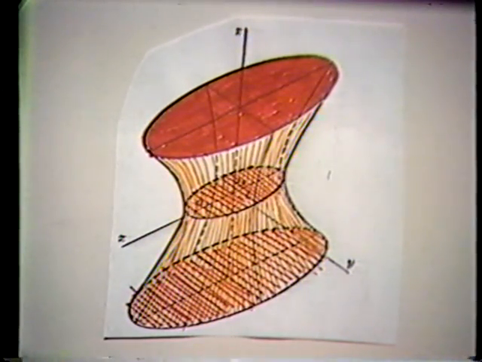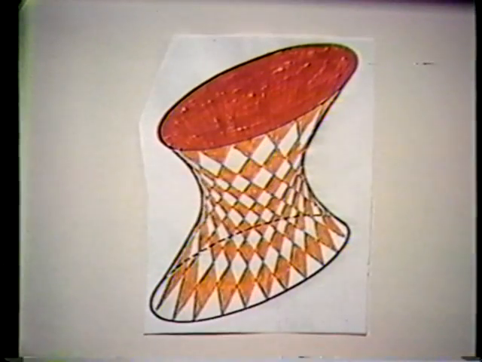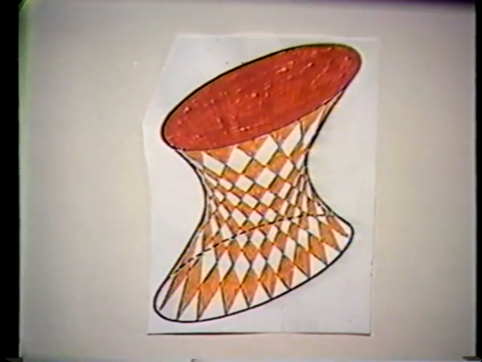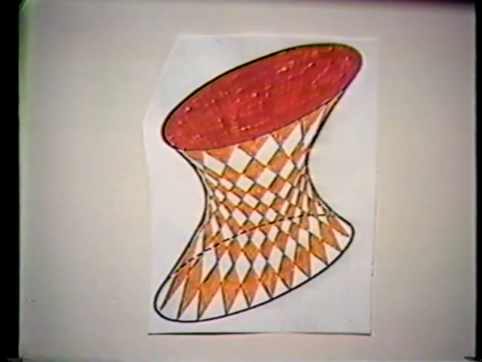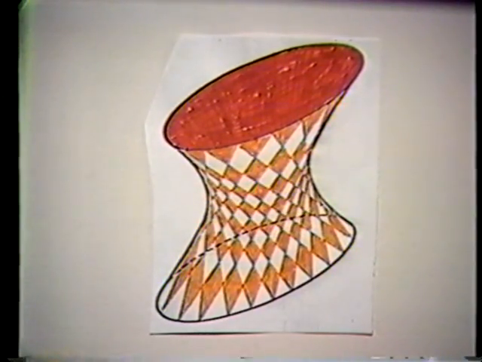But if you look at the next picture, which just takes that same surface and illustrates a different way of looking at it, you find out that indeed it is covered with straight lines as well. It's also a ruled surface. You have a complete network of straight lines crisscrossing that surface.